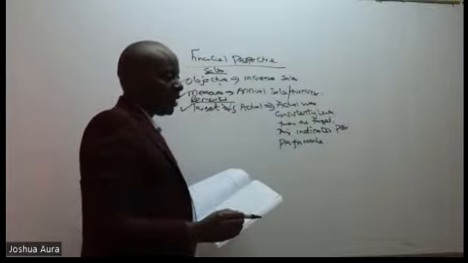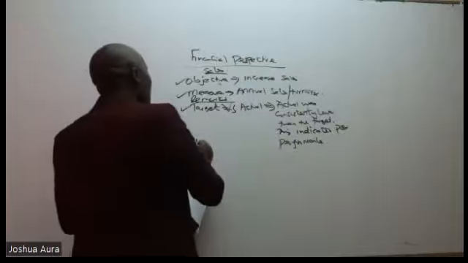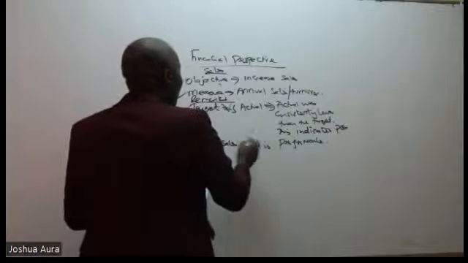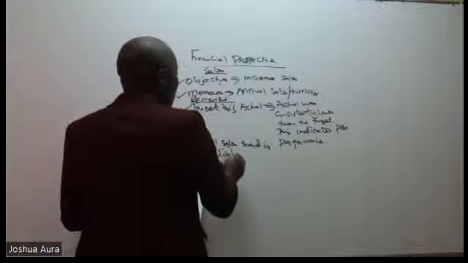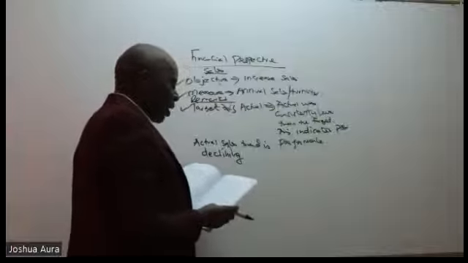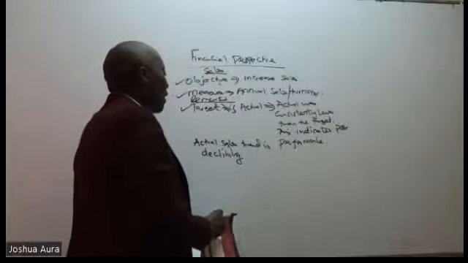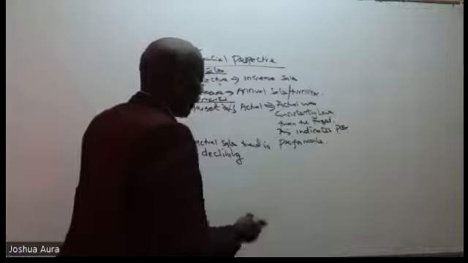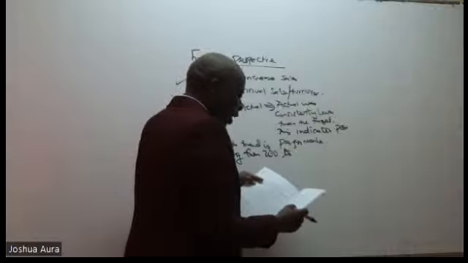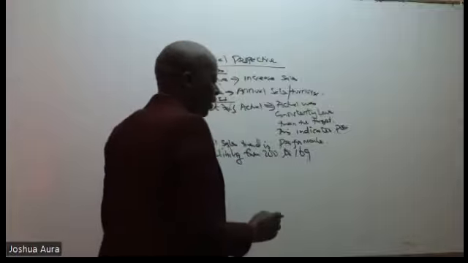So target versus what here? Actual. That is the first thing. And as somebody told us, the actual sales trend is declining. Looking at the actual, it was 200. From 200, we went to 192. From 192, we went to 169. So the actual sales trend is declining from 200 billion to 169 on average.